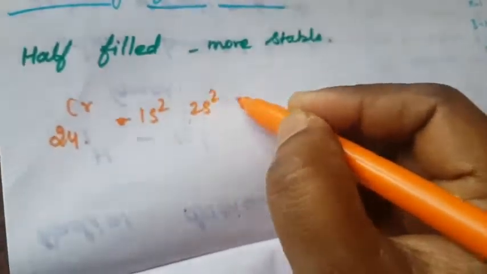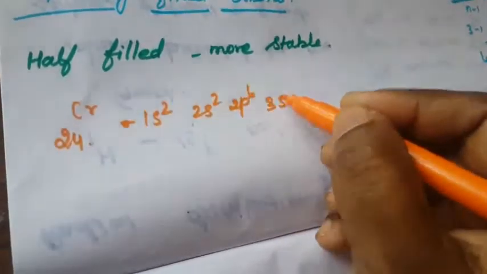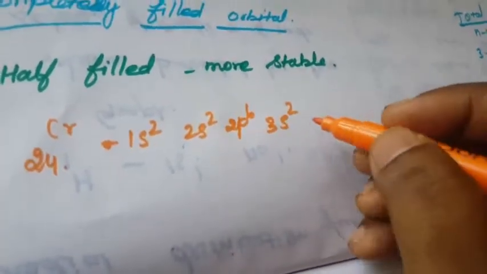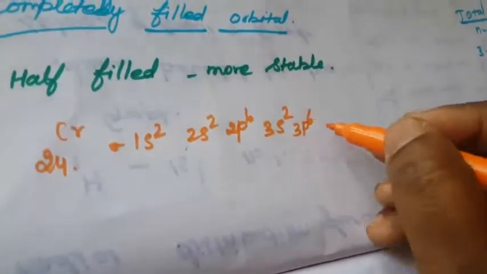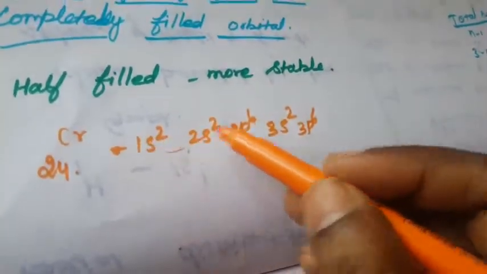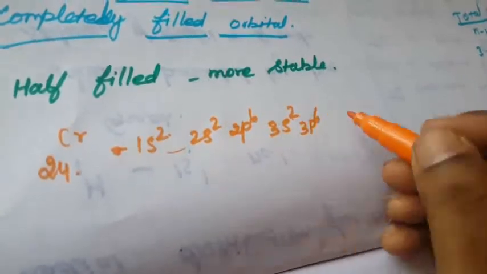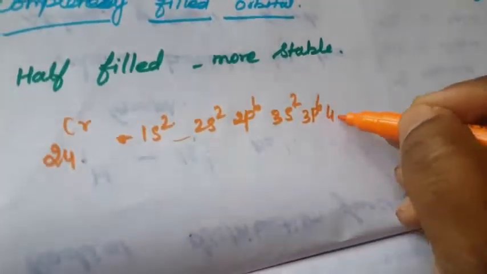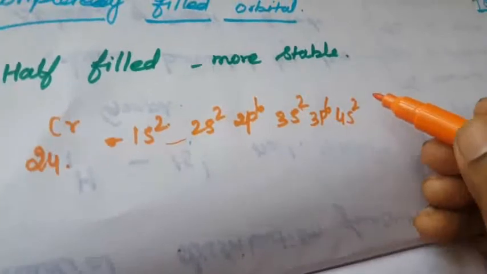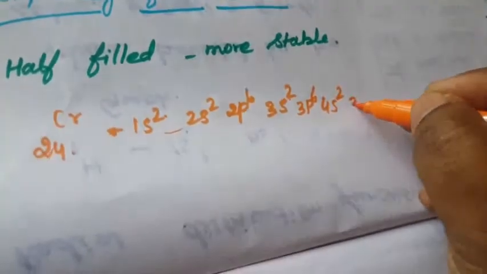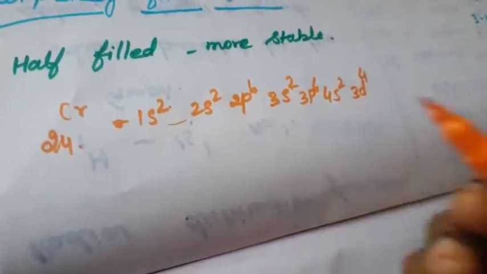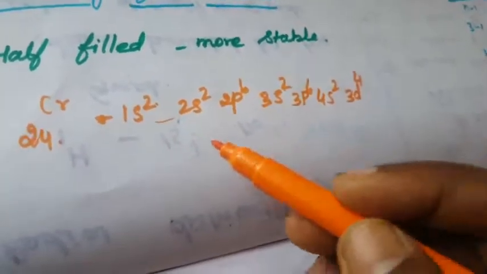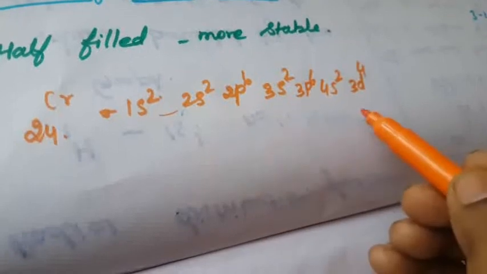1s2, 2s2, 2p6, 3s2, 3p6. So how many electrons are over? 10 plus 8 is 18, then 4s2, so 20 electrons are over. Remaining how many electrons? The next orbital is 3d. How many electrons are there? 4 electrons. This is the expected configuration. According to the principle, this is the way we can write this electronic configuration.